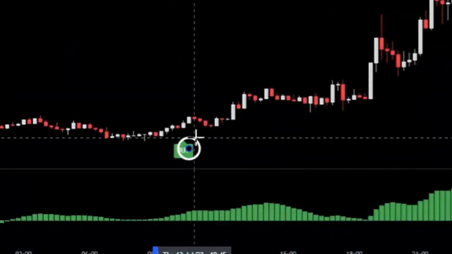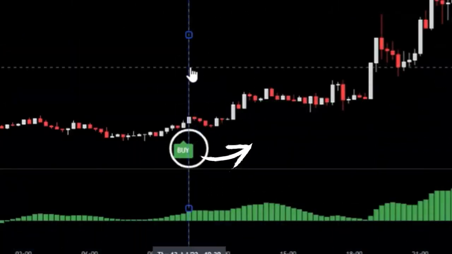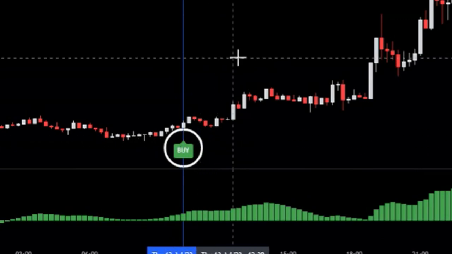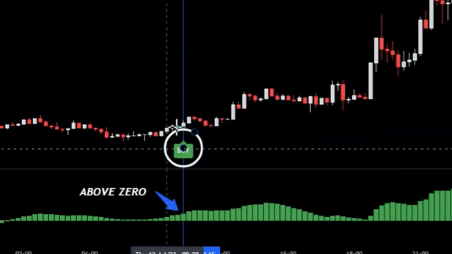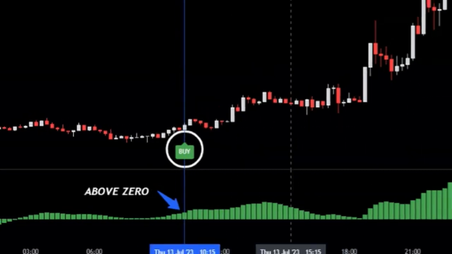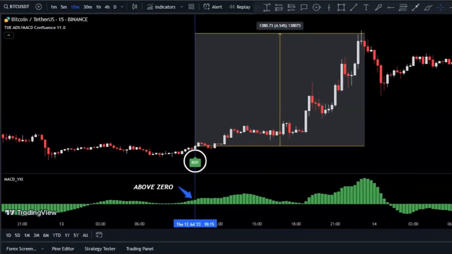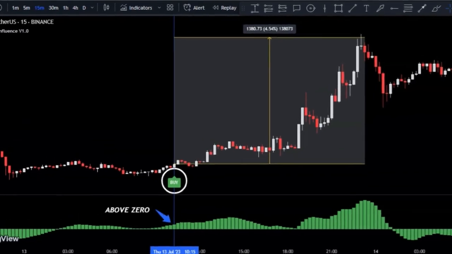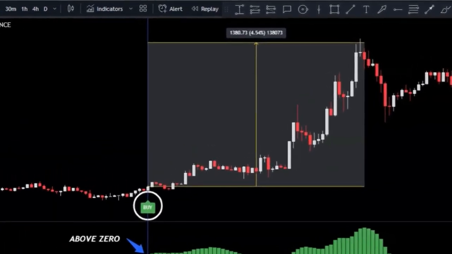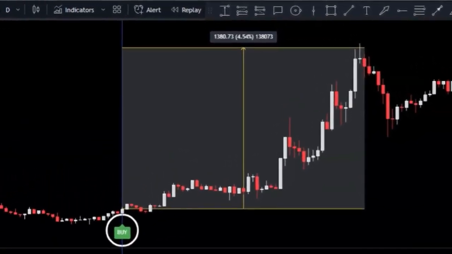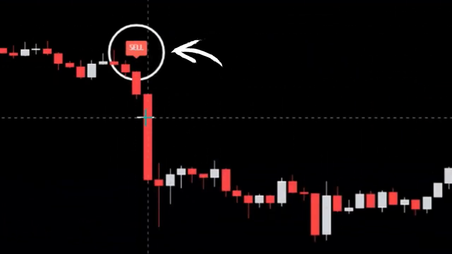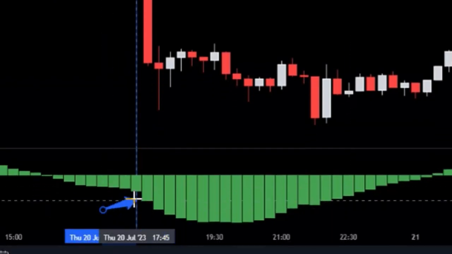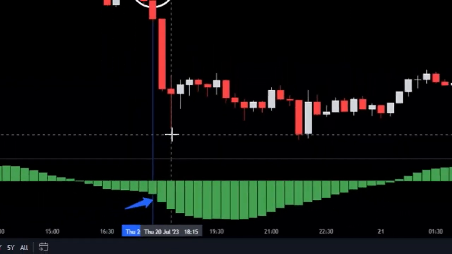For instance, here on the chart we've got a buy signal, and by checking the histogram of the MACD VXI indicator, it confirms its validity. So it's a go ahead for opening a long position. In the next example, we've had a sell signal, and after referring to the histogram, it's been given the green signal as well.